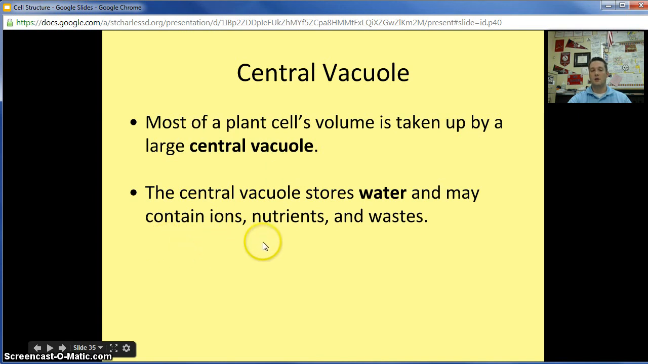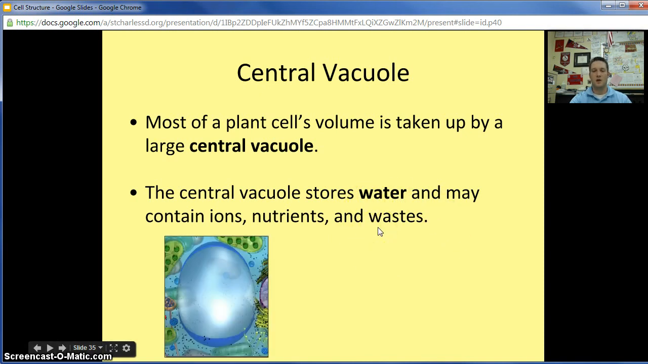They store nutrients and ions, and the ions are really just minerals that plants need. If you've ever heard of electrolytes, like you get from Gatorade, that's kind of what ions is talking about. Plants need things like that too. Nutrients, meaning the carbon dioxide or other minerals they need. Water is going to be stored there. Actually, that's most of what's in there. And then waste products that have yet to be broken down or gotten rid of are going to be found here.